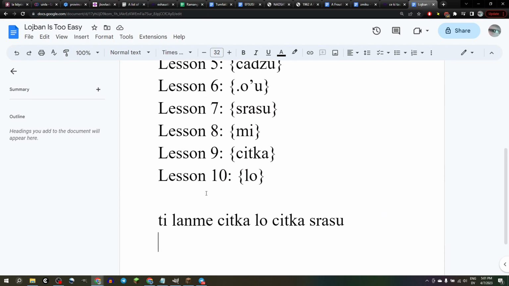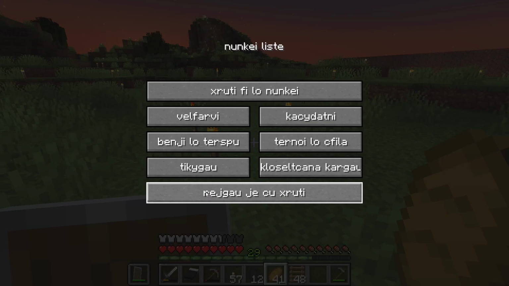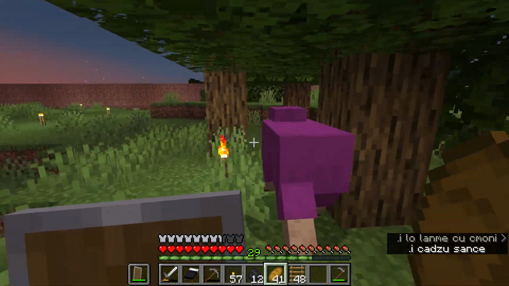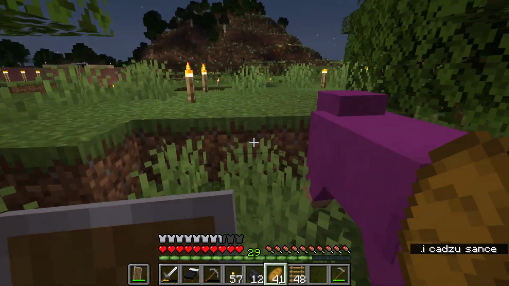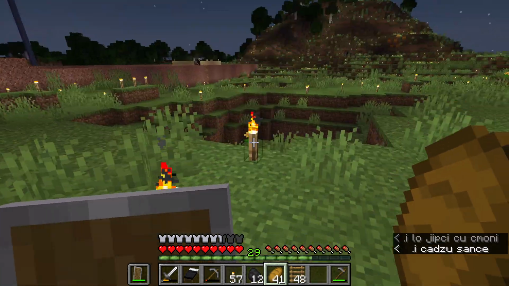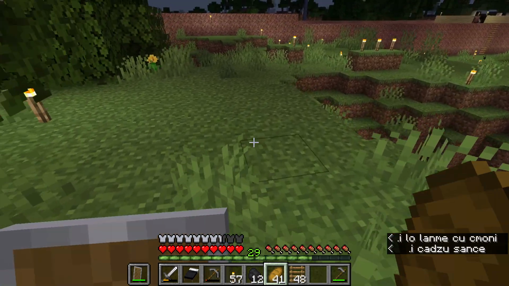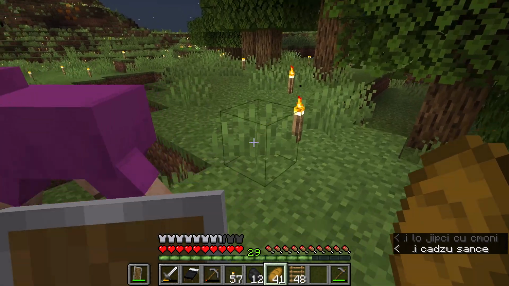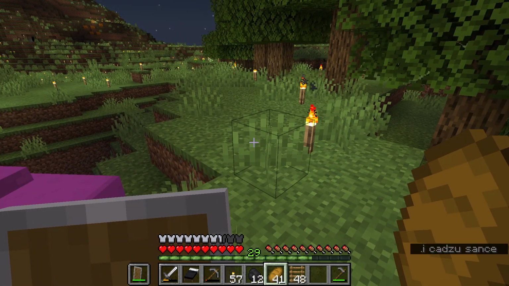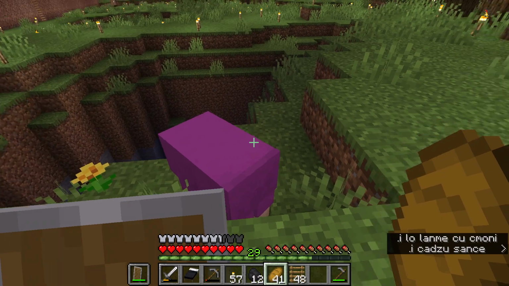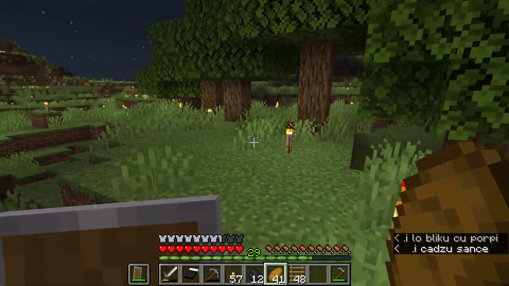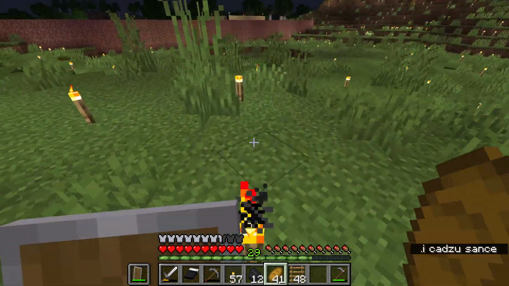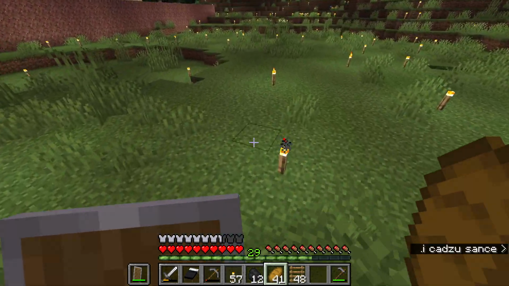Is that all? Wait, what other verbs do we have? Okay, and shadzu. All right. Iti shadzu lanme. Iti shadzu shitka lo strasu. Iti shadzu shitka lo lanme strasu. Iti shadzu shitka lo lanme srasu. Shadzu shitka lo lanme srasu.